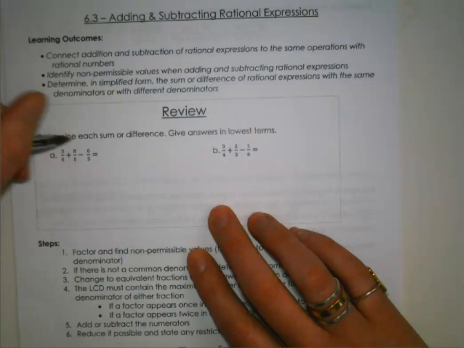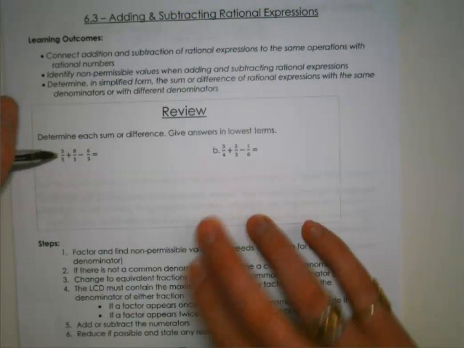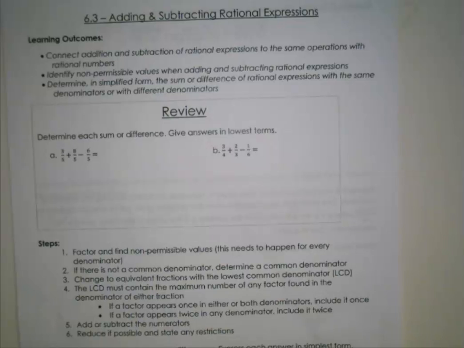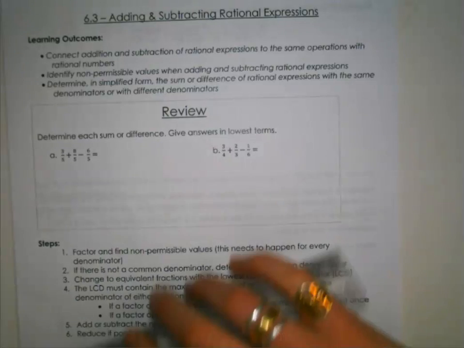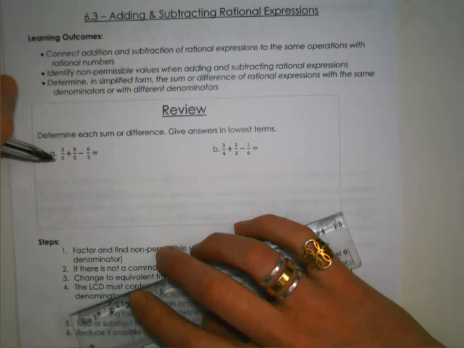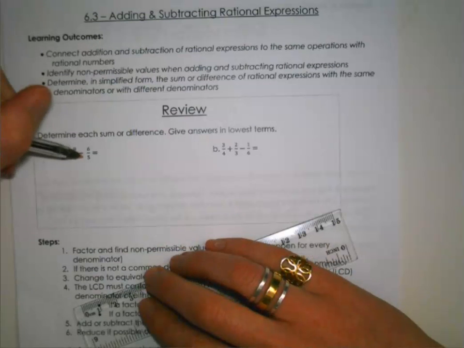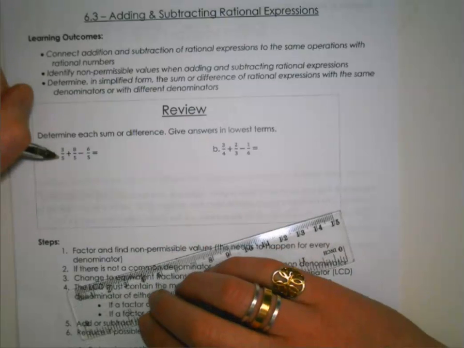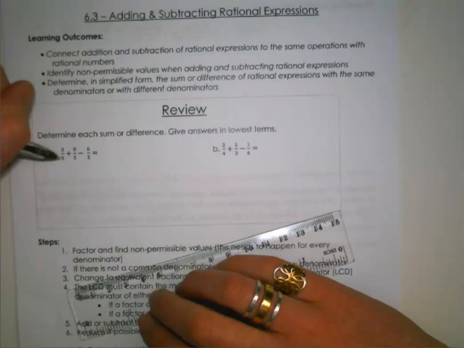So if we're looking at this operation here, we have 3/5 plus 8/5 minus 6/5. Keep in mind when you are adding and subtracting fractions, you need to have a common denominator. In this one, they all have the denominator of 5. So once you have a common denominator, you can do the operation straight across the top.